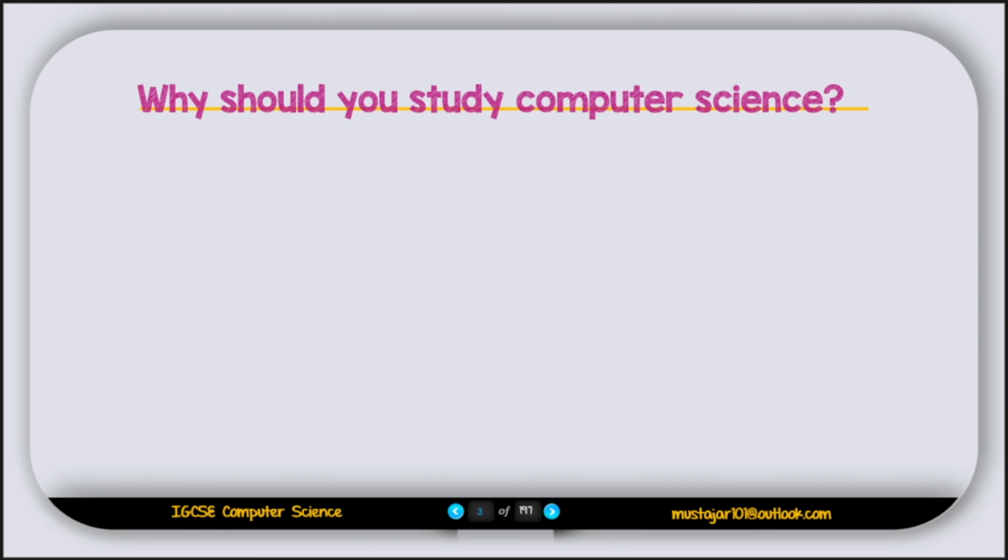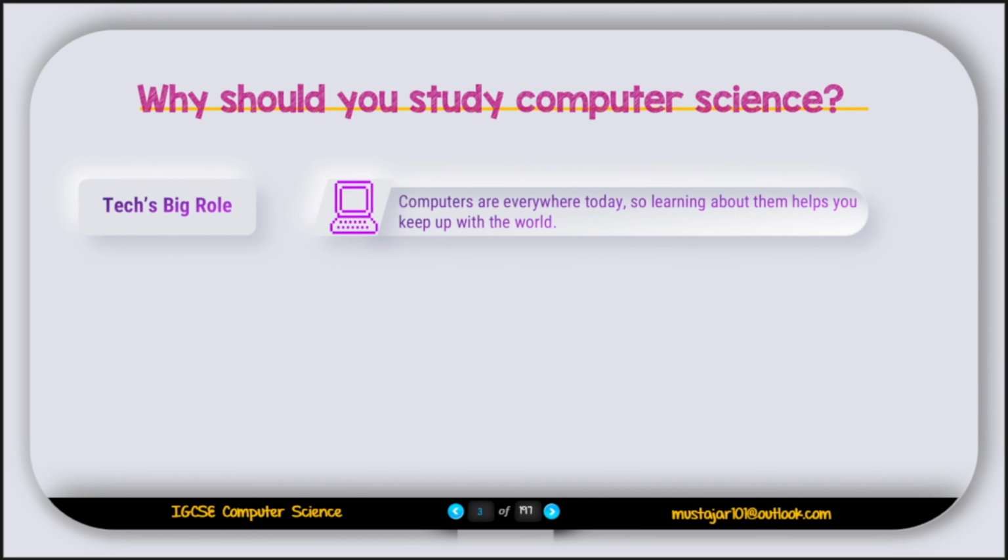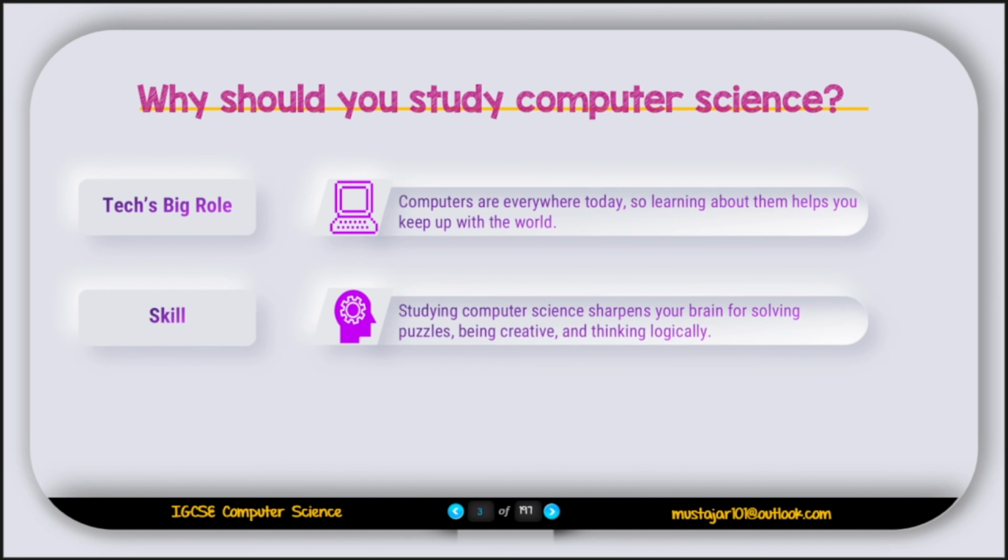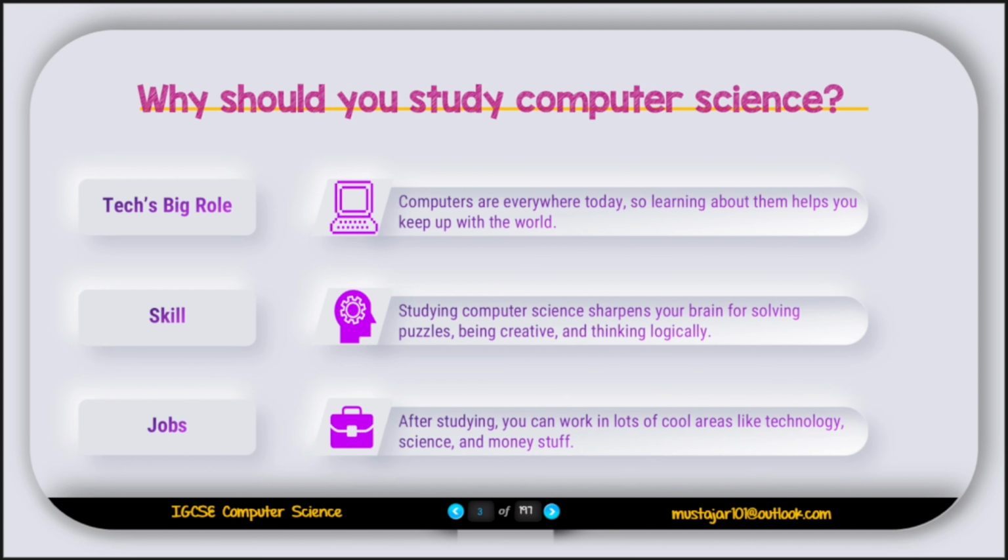Why should you study computer science? There are a few reasons. The first reason is tech's big role. Computers are everywhere today, so learning about them helps you keep up with the world. Second is skill. Studying computer science sharpens your brain for solving puzzles, being creative, and thinking logically. And third is jobs. After studying, you can work in lots of cool areas like technology, science, and money matters.